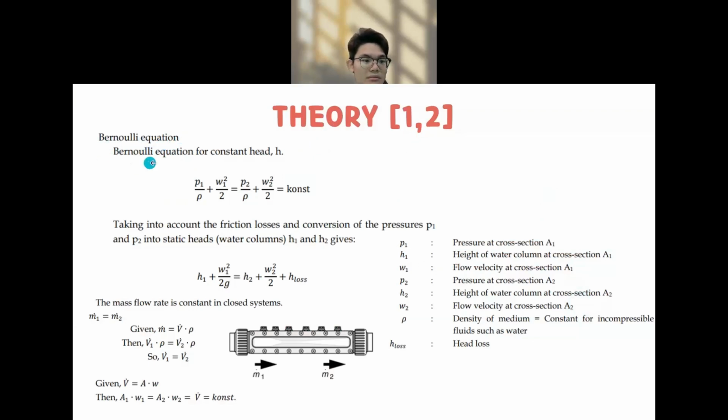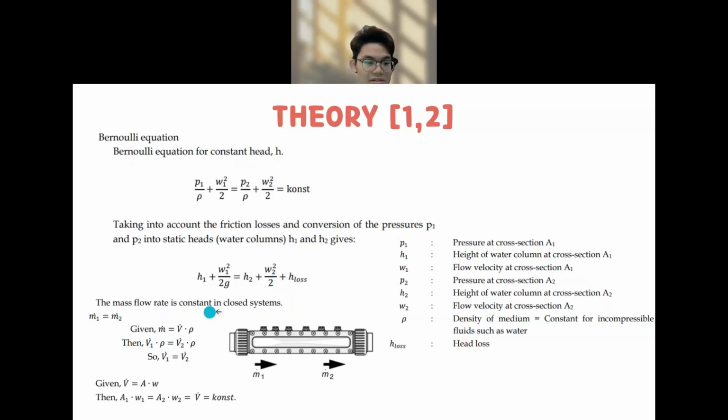Bernoulli equation. The Bernoulli equation for constant height is P1 over rho plus W1 squared over 2 equals P2 over rho plus W2 squared over 2, which equals a constant. We take into account the friction loss and convert the pressures P1 and P2 into static head water columns H1 and H2, given: H1 plus W1 squared over 2g equals H2 plus W2 squared over 2g plus head loss.